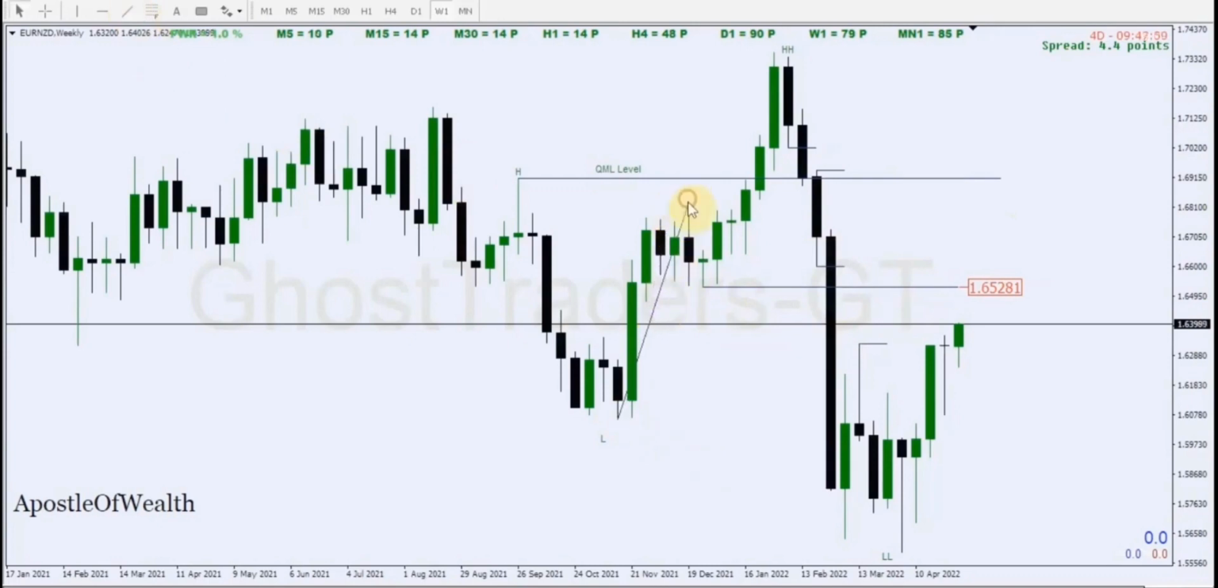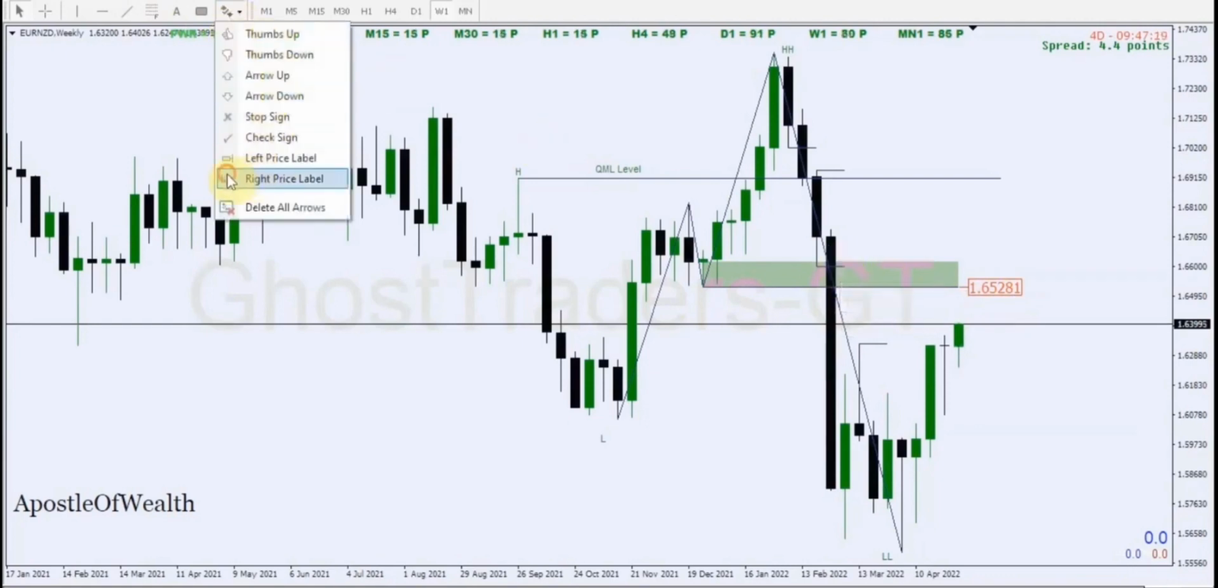If you pull this like this, and then you draw something like this, you get to see that this is actually a breaker structure within the QML structure. So what we're going to be looking for at this level, which is the level of our breaker, is that when price gets to this level, we're going to be looking for sell profiles at this level, 1.65. But I believe price will push up a little bit to get to this level, just to close this fair value gap completely.